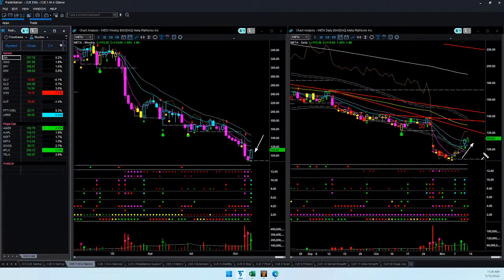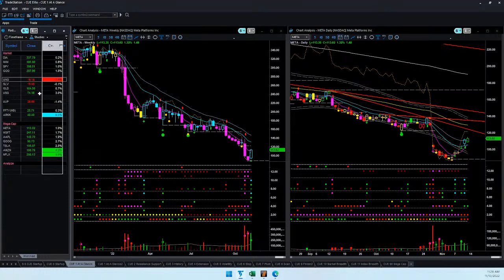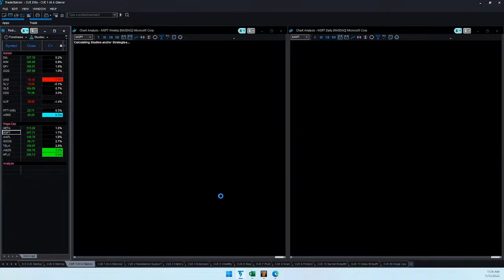However, is there any buy setup? No, there is no buy setup if we applied the unambiguous checklists. Am I going to buy Facebook now? No. Trendline resistance is very close. Next, Microsoft.